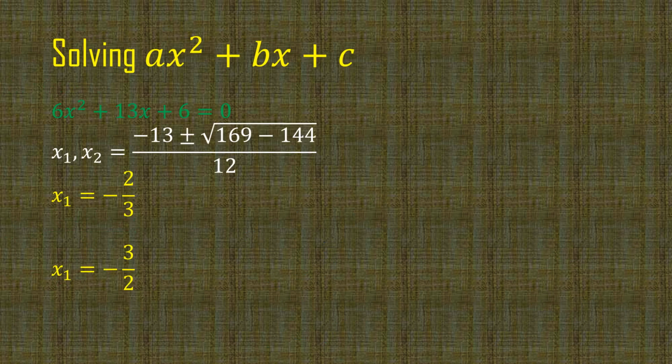Now following ax squared plus bx plus c, it's very simple, as the quadratic formula gives us the roots. So we get x1 is negative 2 by 3 after plugging in our values of b is negative 13, a is 6 and c 6, and x2 is equal to minus 3 by 2.